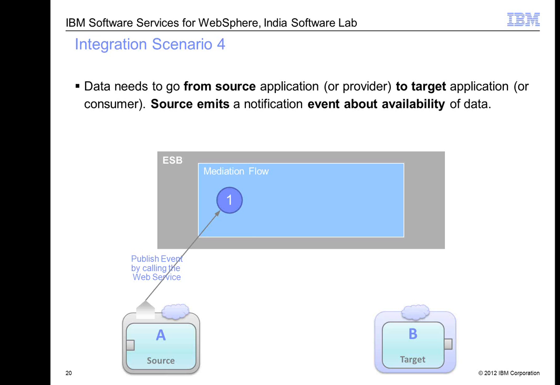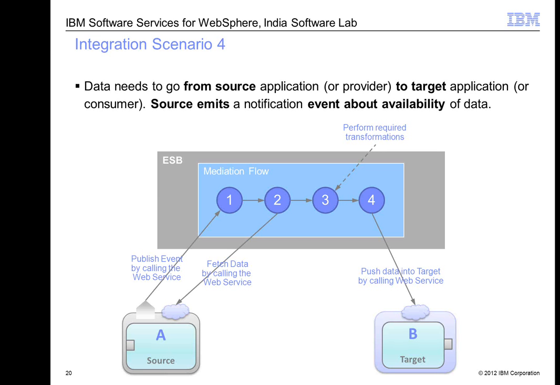Step number 2, then Mediation Flow will go and fetch the data. So I would like to remind you once again that as part of the notification, there may not be any payload, or there may not be any full-fledged data about the customer or the order and so on. So that's why step number 2 is required, where the required web service will be called and the data will be fetched. Step number 3, once we have the data, then required transformations will be done in the Mediation Flow by applying the necessary primitives like Lookup and so on. And once the transformation is done, then the data is pushed into application B, the target, by calling the web service of application B.